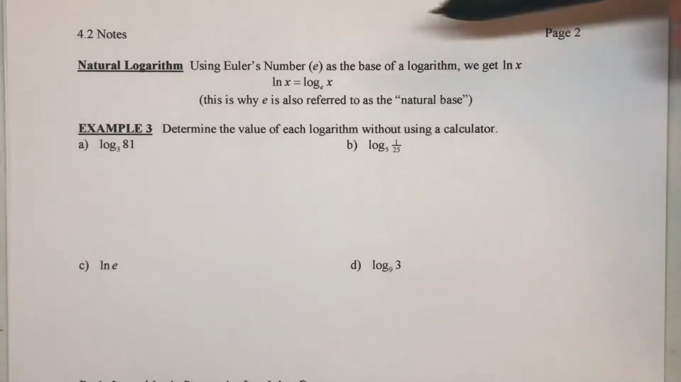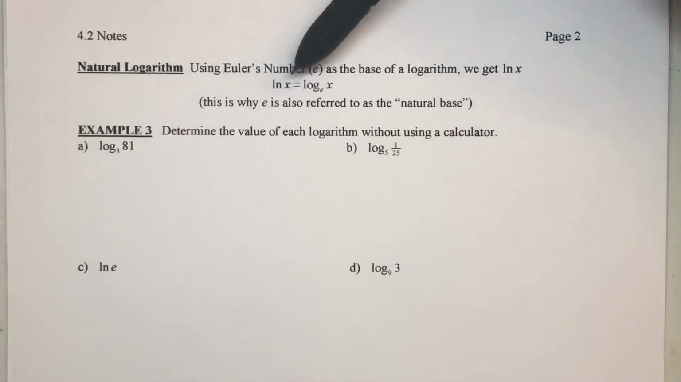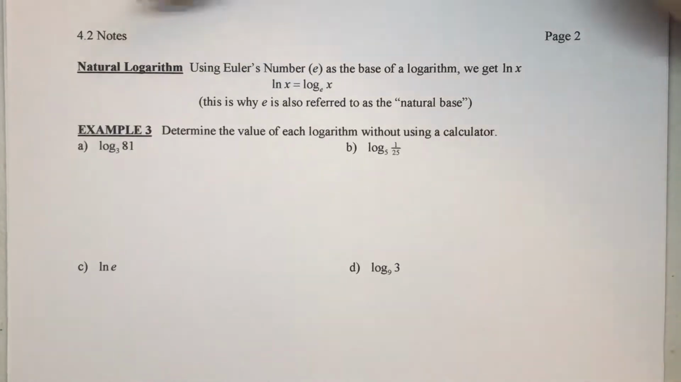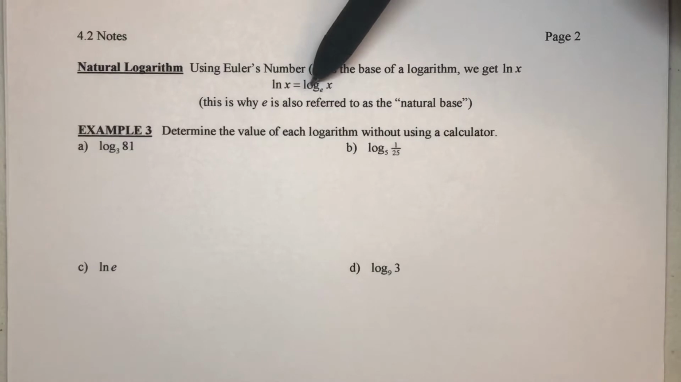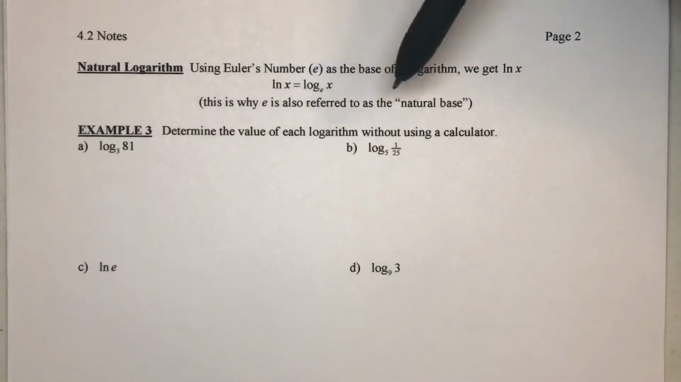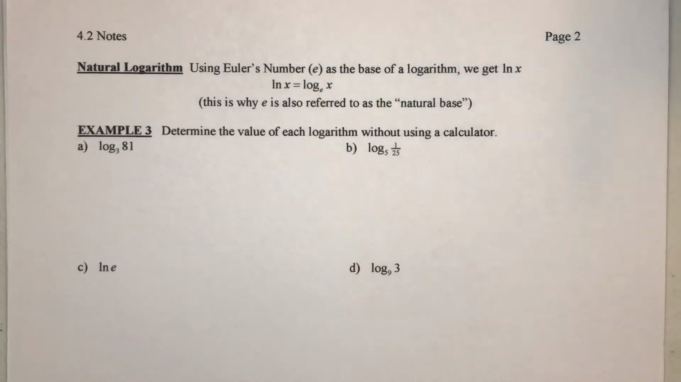So, top of page 2 here. Officially in your notes we have the idea that ln refers to the natural logarithm and is representing a log base e. So we have the natural logarithm, with e being the natural base.